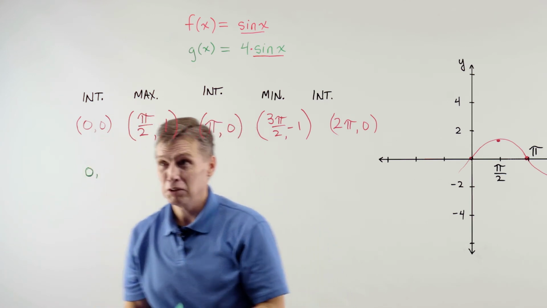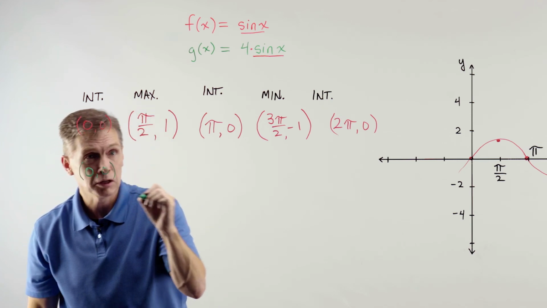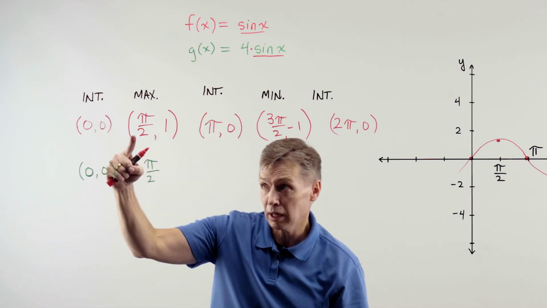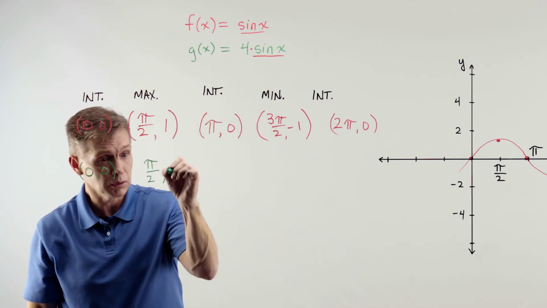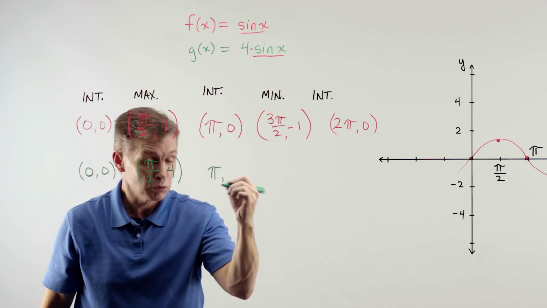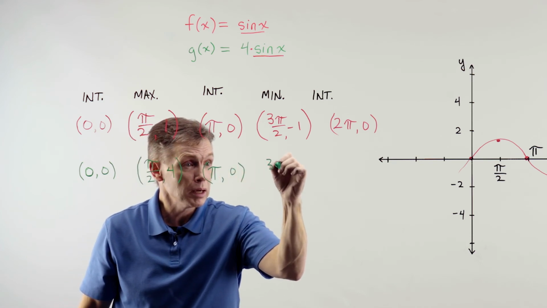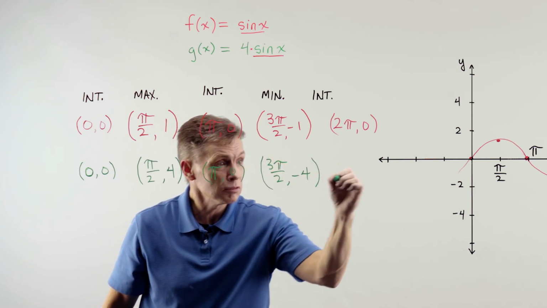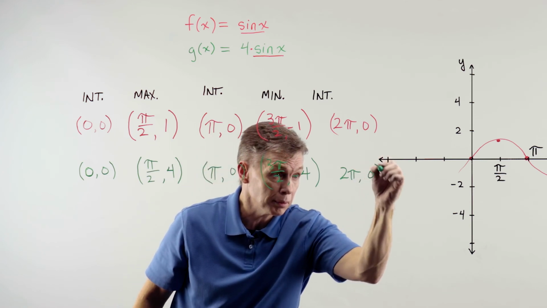The y value in this case is 0, and of course 0 times 4 is 0. But it'll be important to see what we just did in these next couple of points: keep the x-coordinate the same, take the y-coordinate and multiply by 4. Pi over 2, comma 4. Pi, 4 times 0, there's another one of our zeros. 3 pi over 2, comma negative 4. And finally, 2 pi, comma 4 times 0 again, 0.